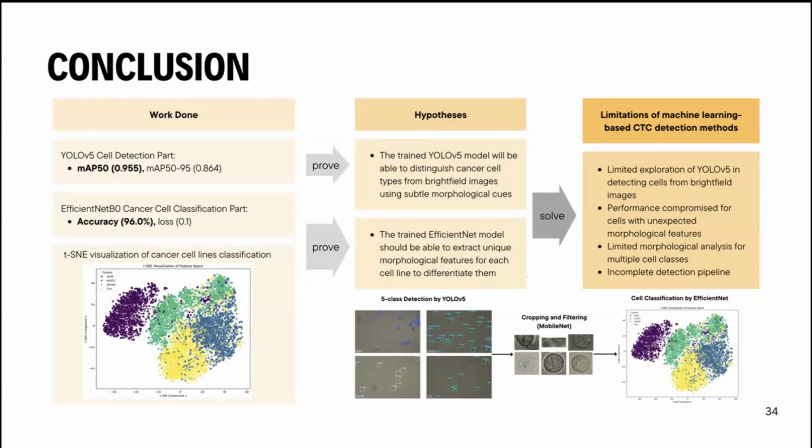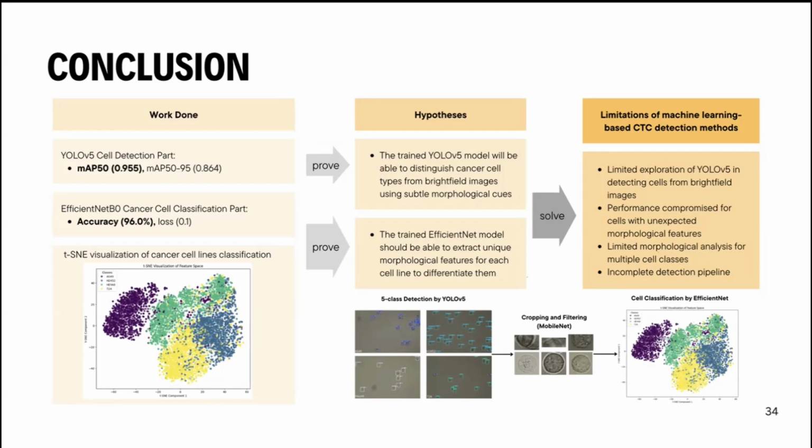And then we have also used EfficientNet B0 for cell classification, and it had an accuracy of 96%, and the t-SNE visualization of the results shows 4 distinct clusters for the 4 cell lines, which proves the hypothesis that the trained EfficientNet model should be able to extract unique morphological features for the different cell lines that can set these cell lines apart.